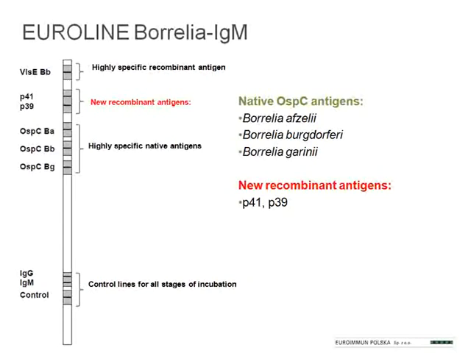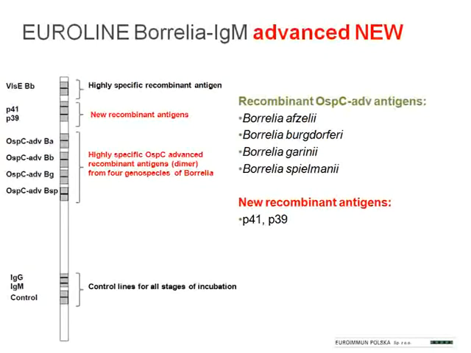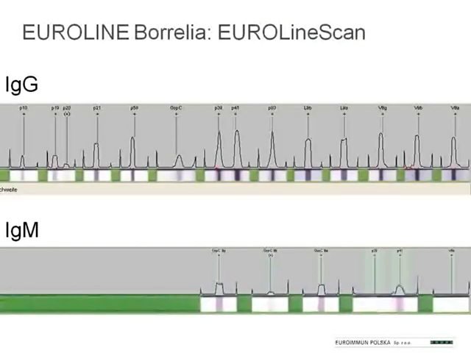This is the test for IgM. So we can see OspC from 3 different genus-species, from Borrelia afzelii, burgdorferi, and garinii. And the newest test, which is called Advance, applies this newest OspC antigen, which is called Advance, from Borrelia afzelii, burgdorferi, garinii, and spielmanii as well. So here we can see the positive result of such a test with the recombined antigens for IgG and IgM.